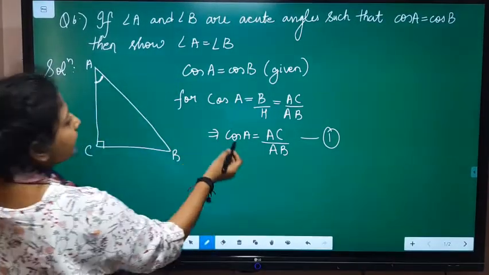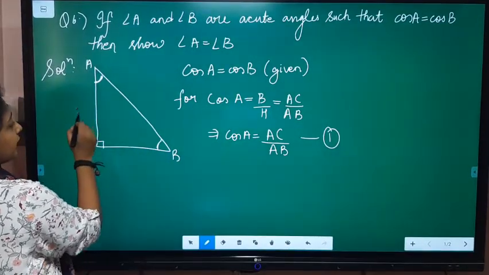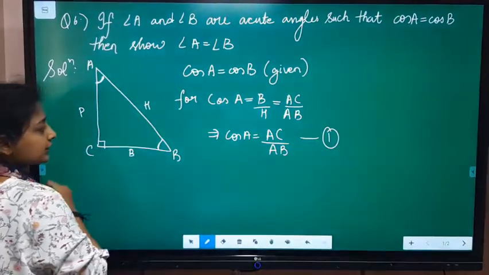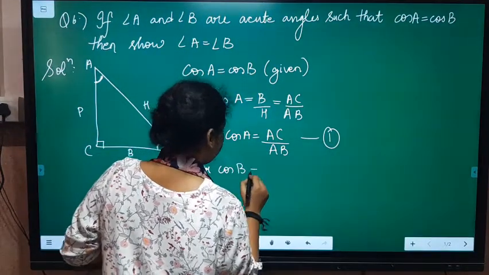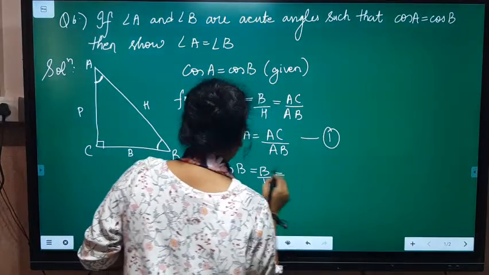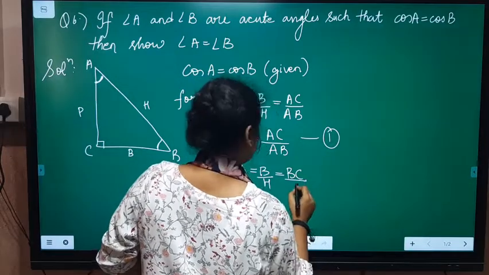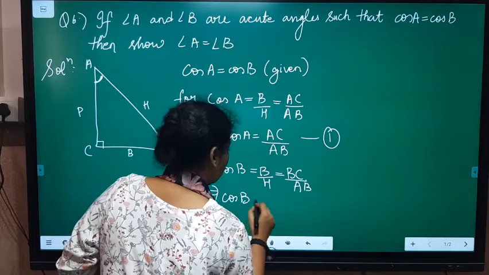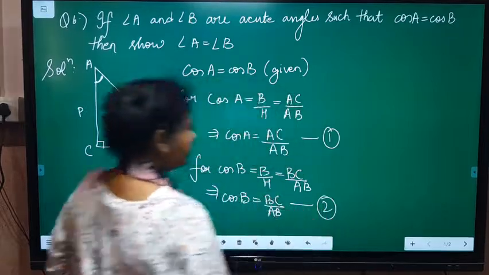Now for angle B, see, the side opposite to this angle would be the perpendicular, this side would be the hypotenuse and this side would be the base. So for cos B, cos B is again equal to base upon hypotenuse. Base for angle B will be this side, that is BC, and hypotenuse would be AB. So we have the value of cos B as BC upon AB. Take this as equation number 2.